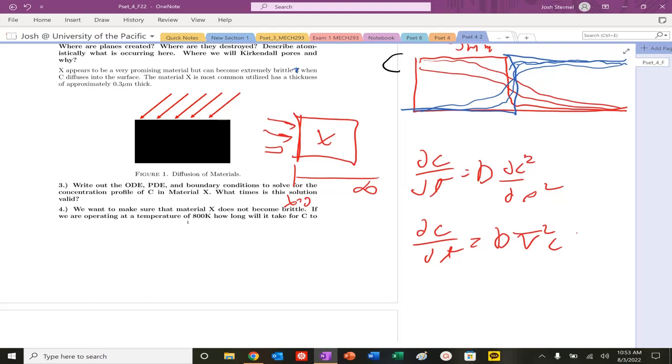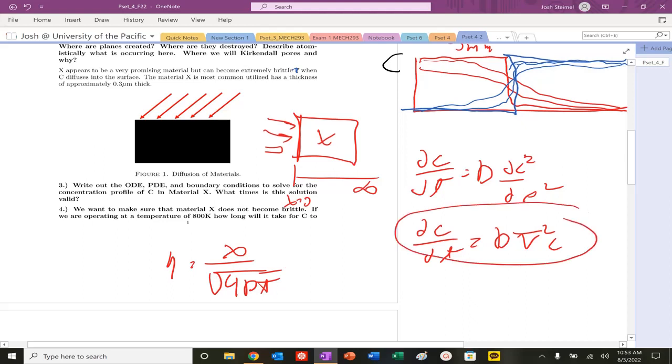But remember, we introduced the term eta. Eta is equal to x over square root of 4Dt. That was our substitution that we plugged into our PDE. Why is it a PDE? Because I've got a function of concentration with respect to x and t. So I've got two variables that we're working in here. If it's an ODE, there's essentially only one variable. So this is a PDE that's second order in x, first order in t.